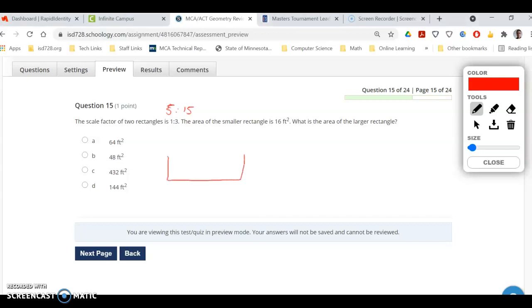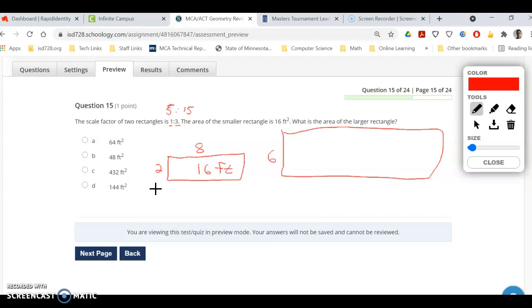draw it visually. So the smaller rectangle has an area of 16 square feet. So I'm just going to make up some dimensions that'll give us 16 square feet. I'm just going to say that it's 2 by 8. So if the scale factor is 1 to 3, that means it's 3 times as big, essentially. So I'm going to take these dimensions and multiply them by 3. So this would now be 6 and this would be 24.